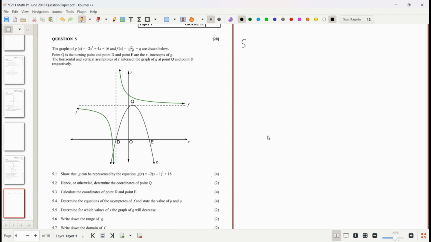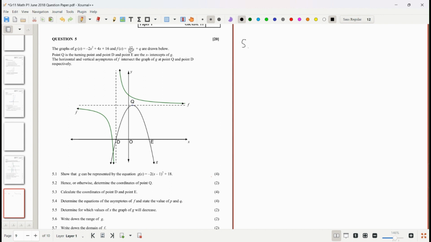So, if you can check what we're given here on question 5. Question 5, we have g of x and we have f of x, right? So g of x, if you can check g of x, you have g of x equals negative 2x squared plus 4x plus 16. When you see g of x here, you must be able to tell what kind of function this is. In this case, since we have x squared here, it gives you a clue that this has to be a parabolic function, right?